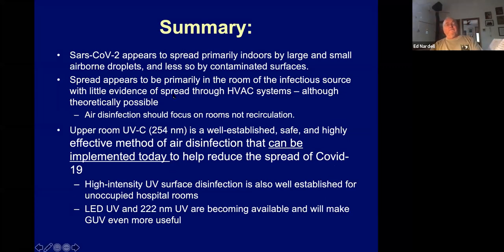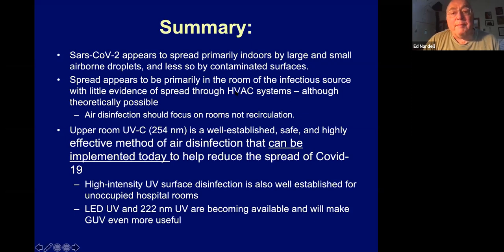So, last slide. SARS-CoV-2, the virus that causes COVID-19, appears to be spread predominantly indoors by both large and small droplets. Many people think small droplets predominate for virtually all respiratory infections, and less so by contaminated surfaces, despite our cleaning for the last 6 months.